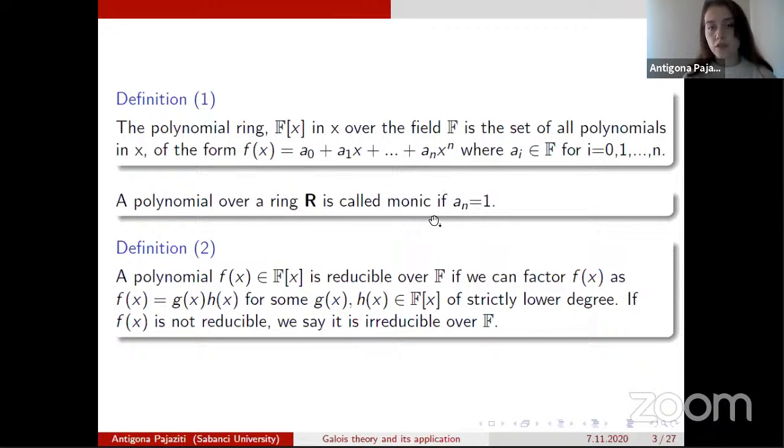When we think about polynomials, we always try to decide if they are reducible or irreducible. For a polynomial in our polynomial ring, we say that it is reducible over the field F if we can factor f of x as a product of, let's say, two polynomials g of x and h of x from the same polynomial ring of strictly lower degree. Otherwise, if f of x is not reducible, then we say that it is irreducible over the field F.